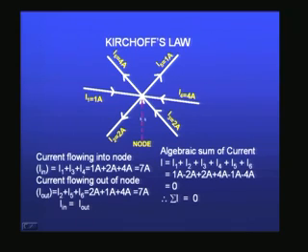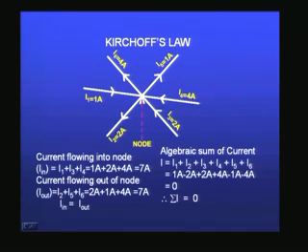Now, if I want to apply Kirchhoff's law, then I should sum all the currents flowing into the node. That means, you can see here the current flowing into the node, I in, is equal to I1, which is flowing in and is 1 ampere, I3, which is also flowing in and is 2 amperes, and I4, which is again flowing in and is 4 amperes. If I add them, 1 ampere plus 2 amperes plus 4 amperes gives 7 amperes. So, the sum of the currents flowing into the node is 7 amperes.